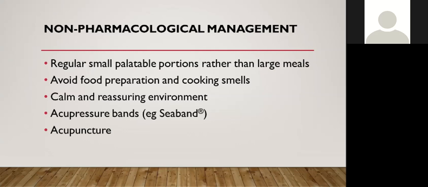Sometimes the food preparation smell can trigger these symptoms, so avoid food preparation and cooking smells. Try and manage the patient in a calm, reassuring environment. Acupuncture, I must have mentioned in my last presentation, has evidence even in nausea and vomiting. The wrist has a point for acupuncture for nausea. There are acupressure bands available called C-band, which you can apply over the wrist area to help with the symptom. And you can refer the patient for acupuncture if they are happy with that.